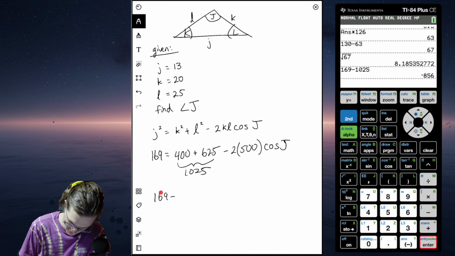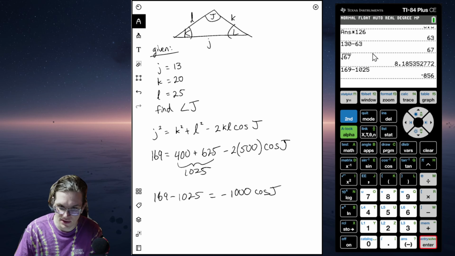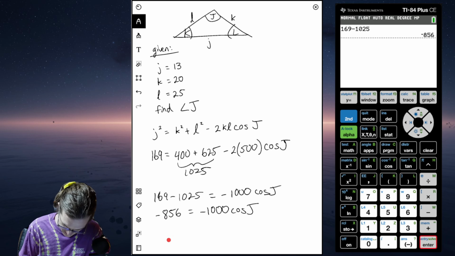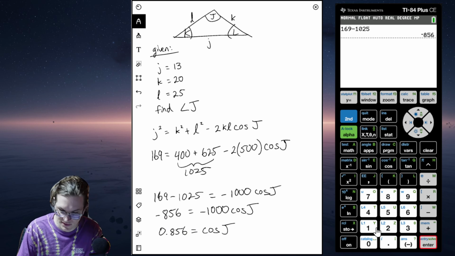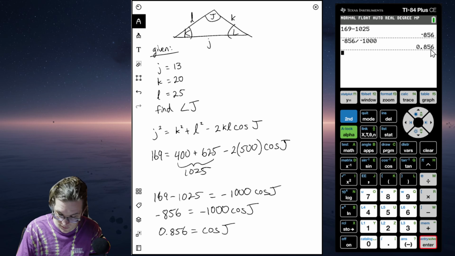So 169 minus 1025 is equal to negative 1000 cosine of J. And 169 minus 1025 is negative 856. And that's equal to negative 1000 times cosine of J. So divide both sides by negative 1000. This should be 0.856. Verify that on the calculator: negative 856 divided by negative 1000 is 0.856.